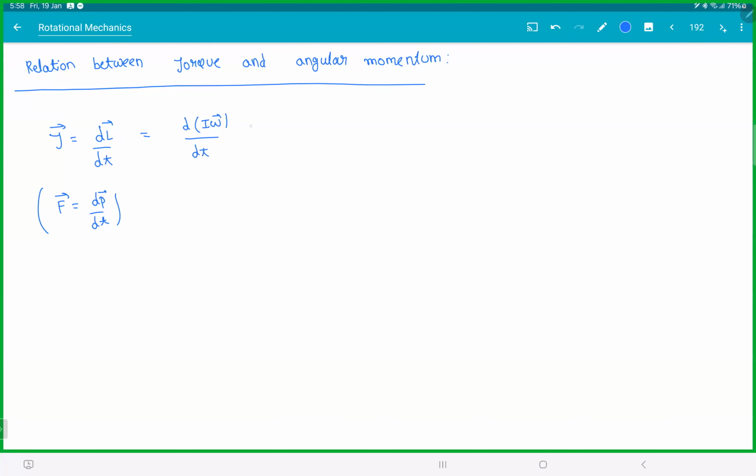by dt. Product rule, this will be omega I d omega by dt plus omega dI by dt. This is the actual formula for torque. Again, for a purely rotating body, we are writing this. Yeah, we can write this in general for anything.